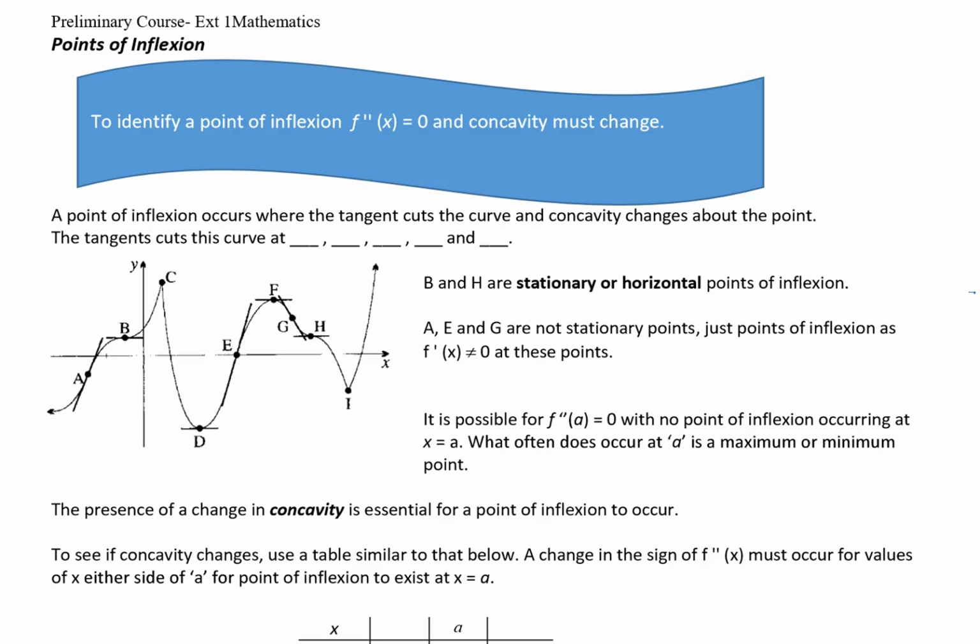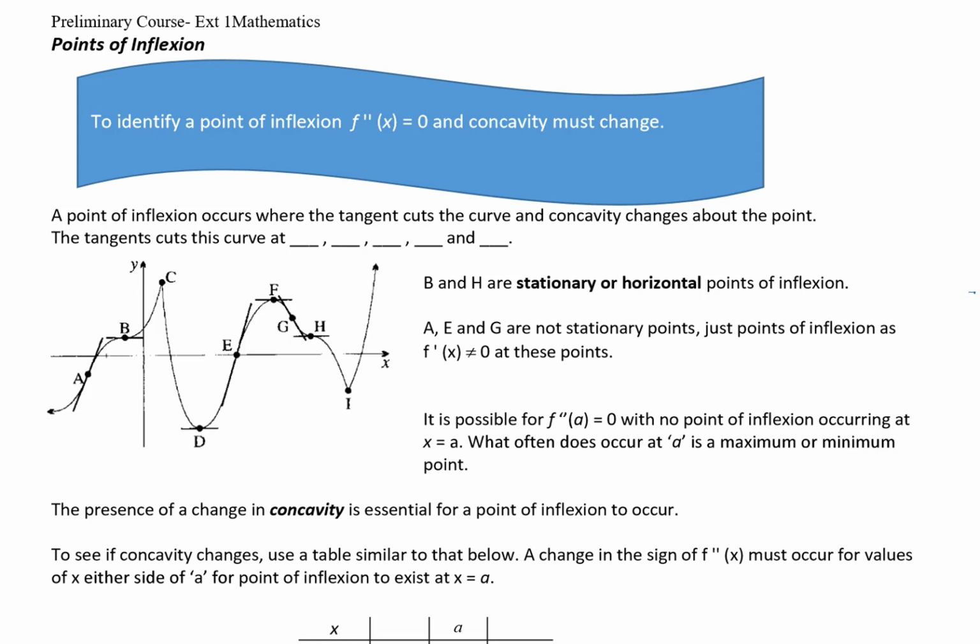Another use for the second derivative is to help us to identify a point of inflection. Now, as we saw with the first derivative, we could find a point of inflection may occur because the first derivative is 0, and we can test the gradients either side and see that the gradient stays the same. But there's another type of point of inflection. And that's where the first derivative won't be equal to naught, but the second derivative will, and there will be a change in concavity.